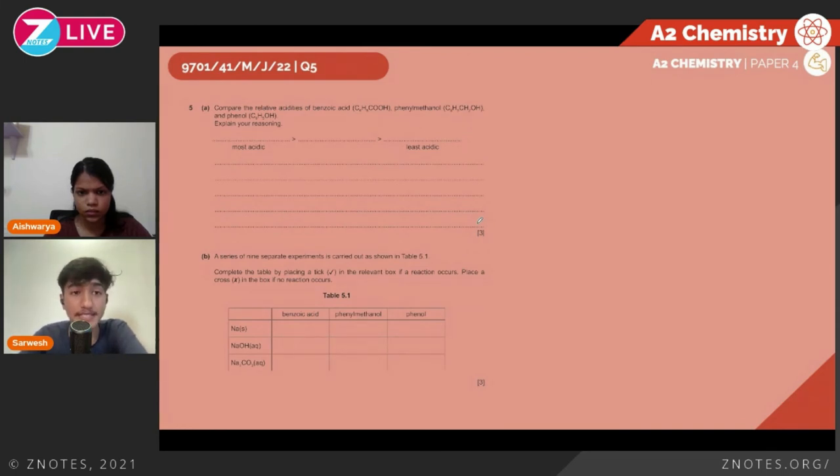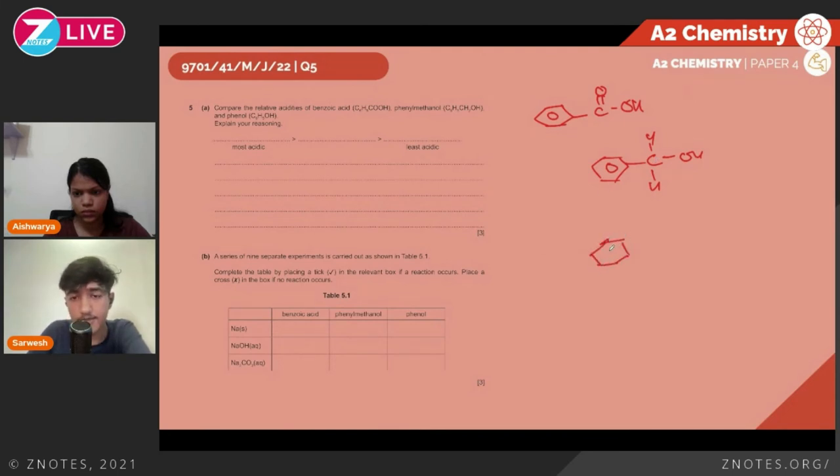Compare the relative acidities of benzoic acid, phenyl methanol, and phenol. So what is benzoic acid? Benzoic acid is... Okay, COOH. So this is benzoic acid. Phenyl methanol: COOH, HH. So this is the methanol part and the phenyl part. This would be phenyl methanol. And this is phenol.